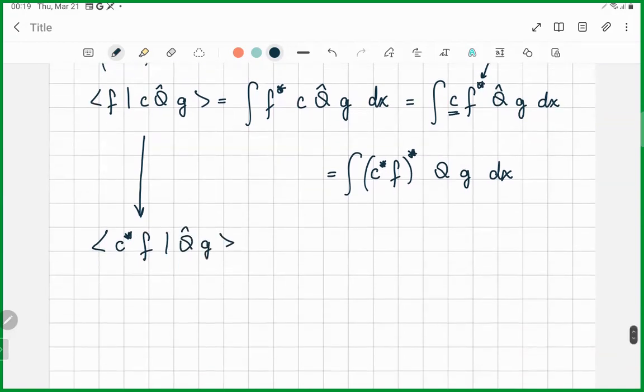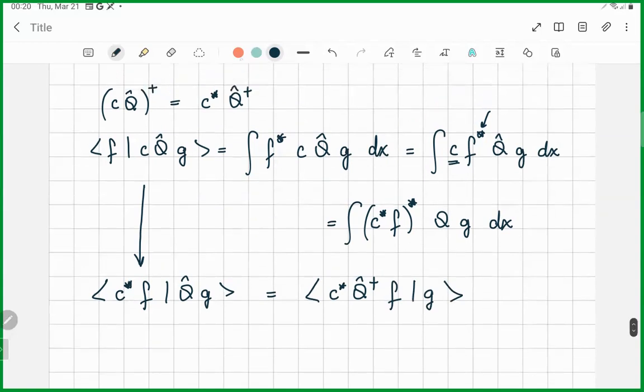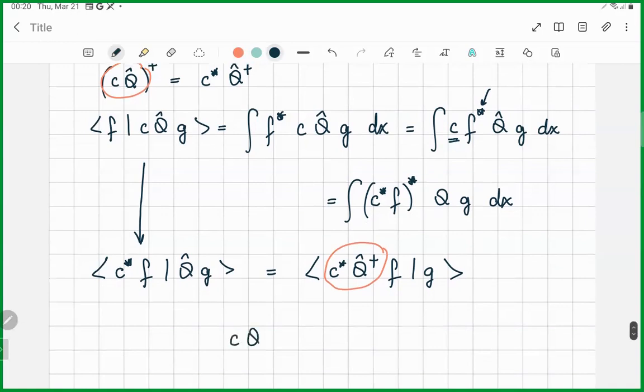Okay, now what is the next step? The next step is to move Q around. How am I going to move Q around? When I bring Q to the front, I'll have Q dagger. So then you see that the Hermitian conjugate of CQ is the conjugate of this complex number and the Hermitian conjugate of Q.